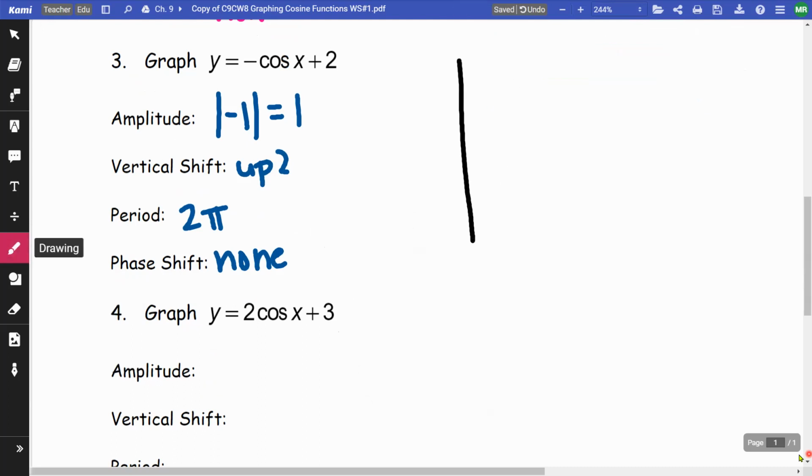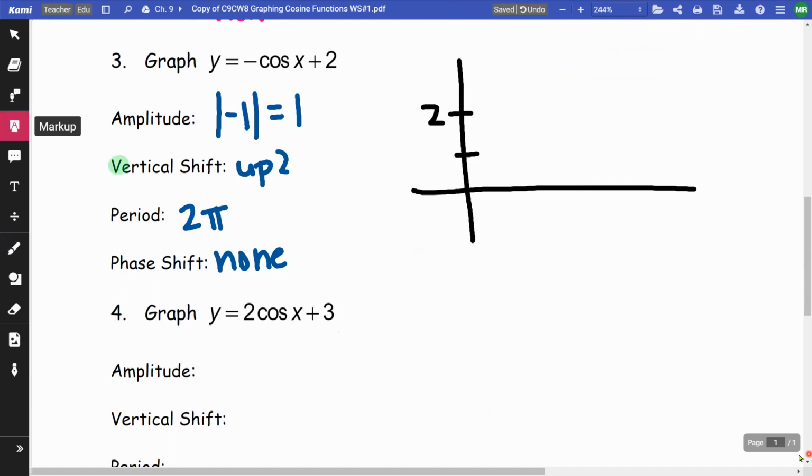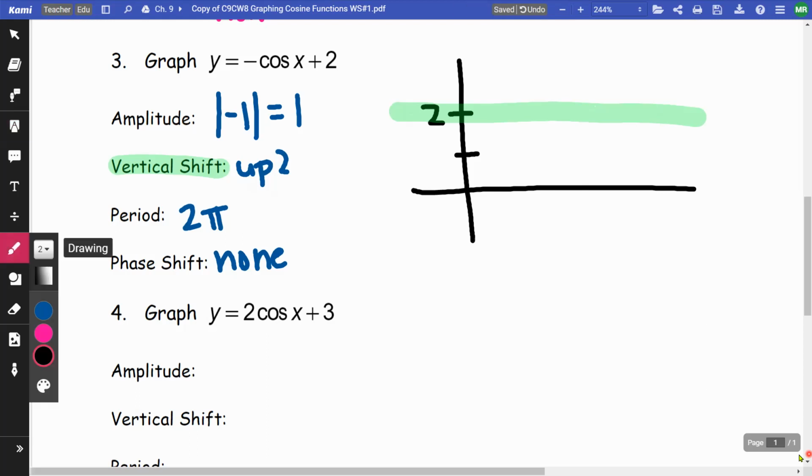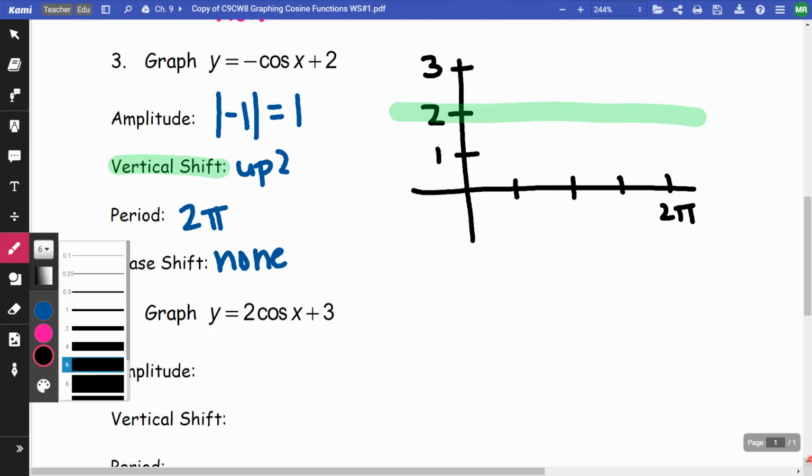So I am going to be starting up at 2. Okay, that's my vertical shift. That's where my zeros will be. And then I'm going to go 1 above, which is 3, and 1 below, which is 1. And let me just scale my X. So 1, 2, 3, 4, 5. When I'm counting 1, I was starting here. So 1, 2, 3, 4, 5, because this is not shifted. So I do start on the Y axis.